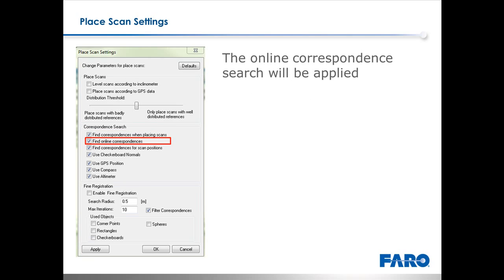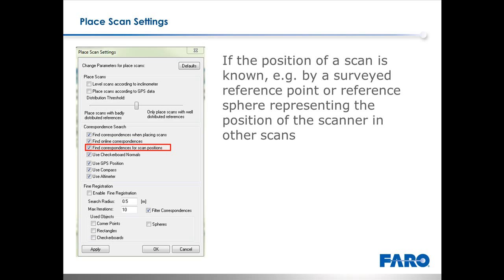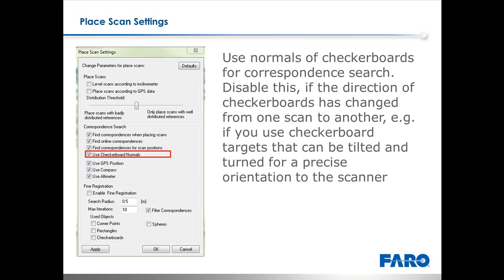The online correspondence search will be applied if the position of a scan is known, e.g. by a surveyed reference point or reference sphere representing the position of the scanner in other scans. Use normals of checkerboards for correspondence search. Disable this if the direction of checkerboards has changed from one scan to another, e.g. if you use checkerboard targets that can be tilted and turned for a precise orientation to the scanner.